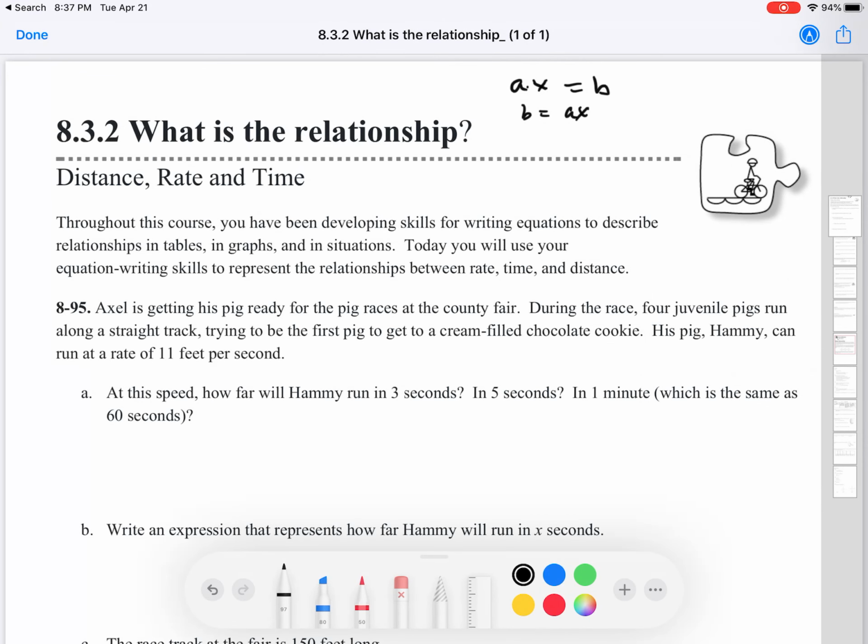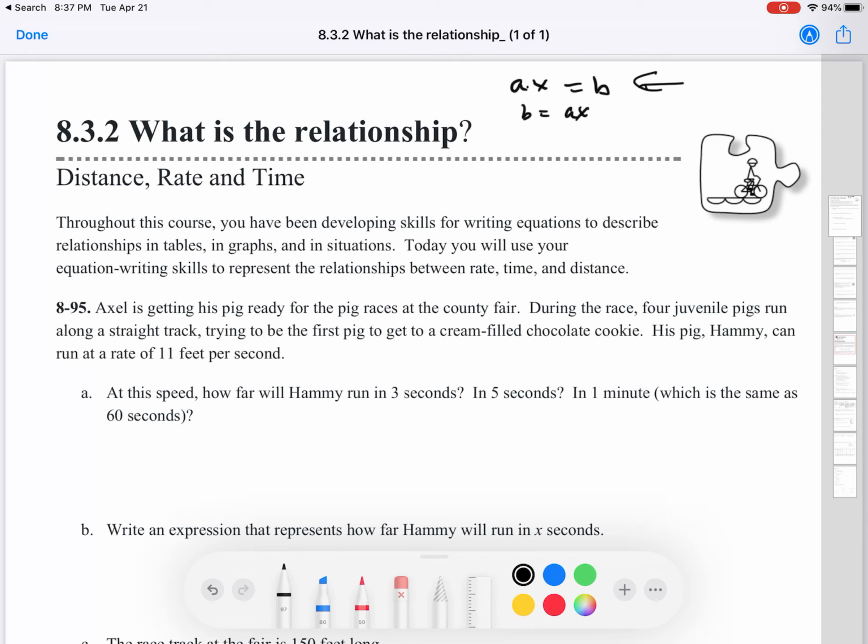All right, so we're going to start 8.3.2, and from our previous one, we knew that it was a times x equals b, which I showed right here. And that was where we used multiplication now for equations. And what we also have is our ability to just take that equation and flip it around, so b equals ax. So instead of a times x equals b, it's b equals a times x.